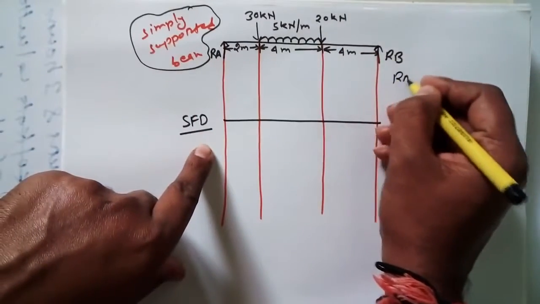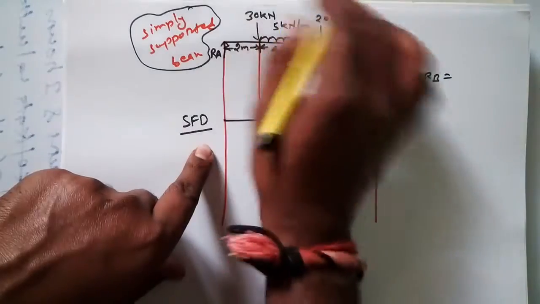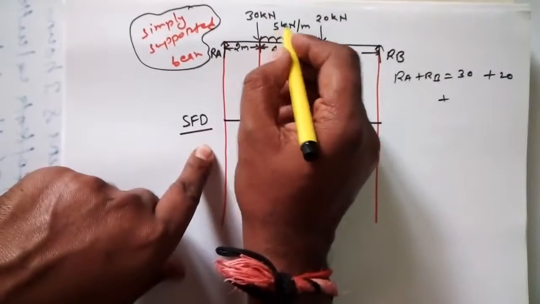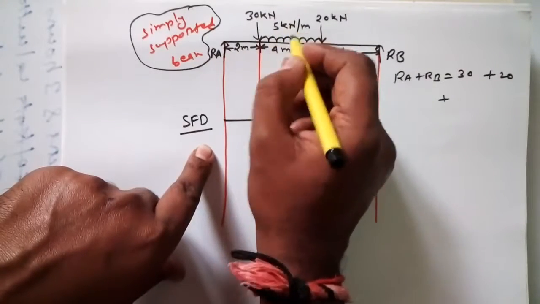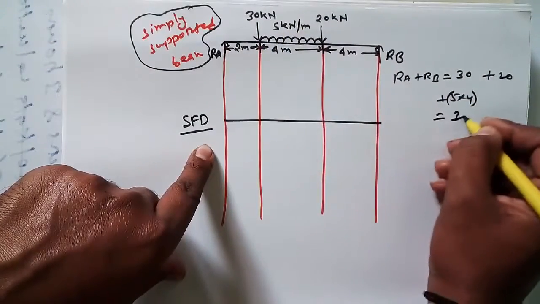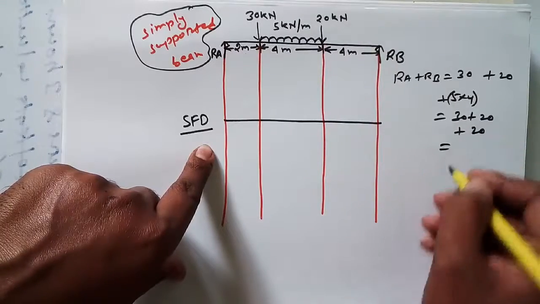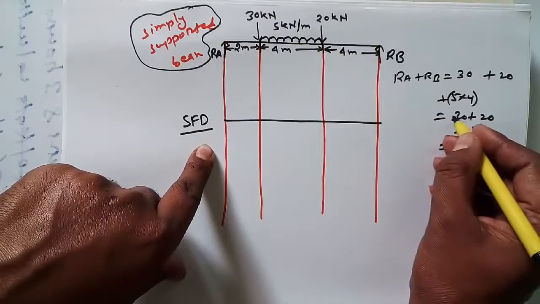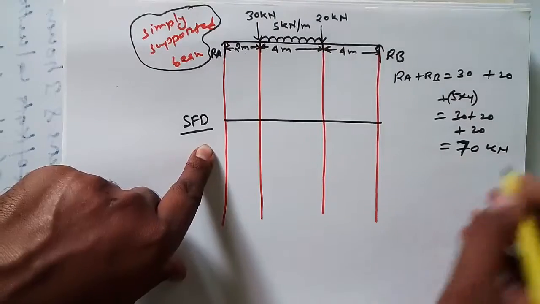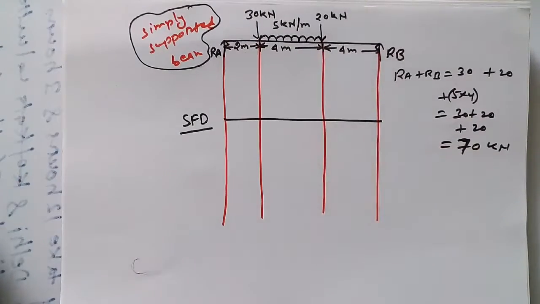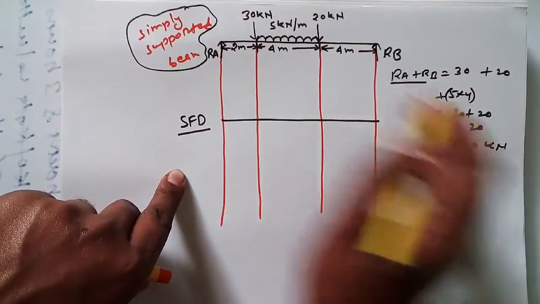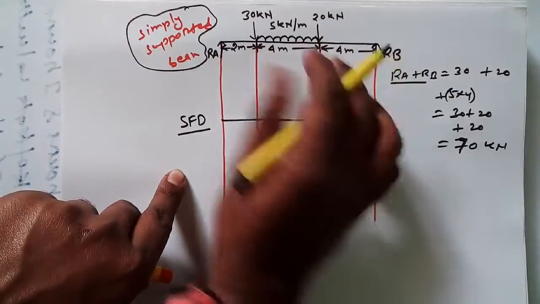The total force acting on this beam is equal to the total reaction force. So we can write RA plus RB is equal to the total load. This is 30, this is 20, and because this is a UDL of 5 kilonewton per meter, the total load due to this UDL would be 5 into 4. So 30 plus 20 plus 20, 50 plus 20, 70 kilonewton. The total load acting on this beam is 70 kilonewton, so the total reaction force would be 70 kilonewton to balance this beam.